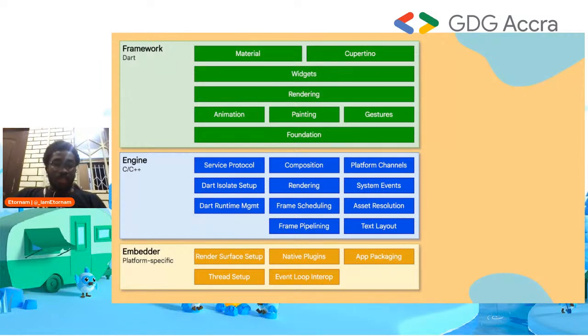Then underneath this engine, we have the embedder. So we have the rendering surface setup, the native plugin, the app packaging, then the thread setup, as I said earlier, and then the event loop.